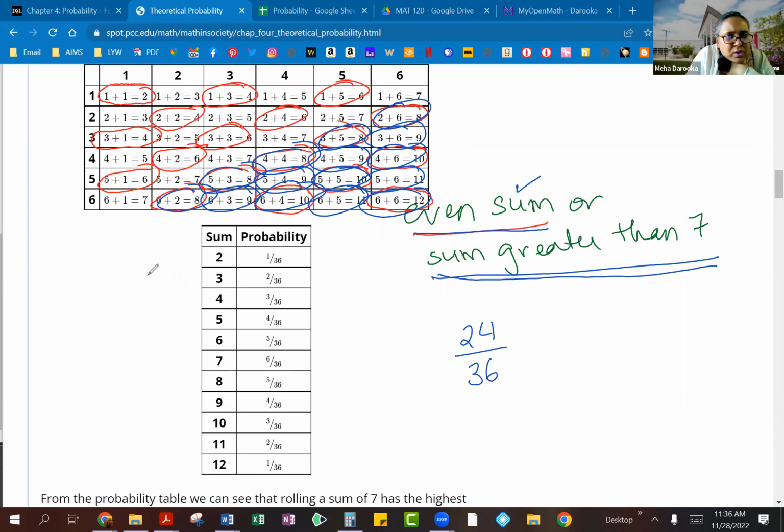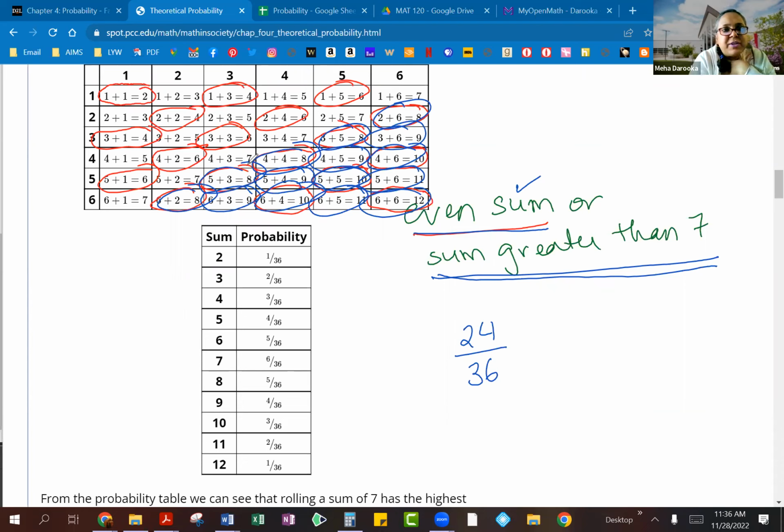And I know the most common answer I got was, I believe, 30 out of 36. I think 3, actually 4 of you gave me that answer, which reduced down to, of course, 5/6, right? Because you divided it by 6.